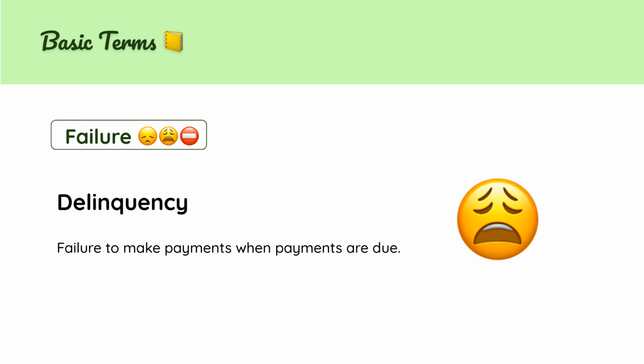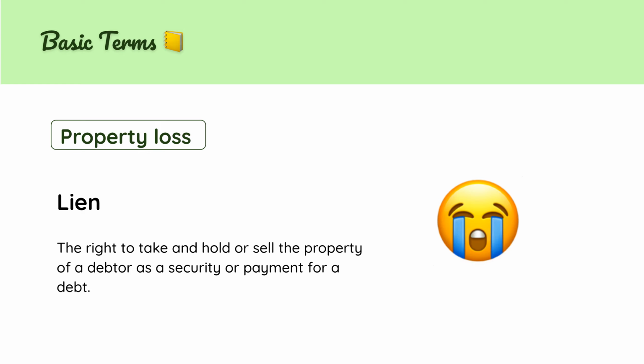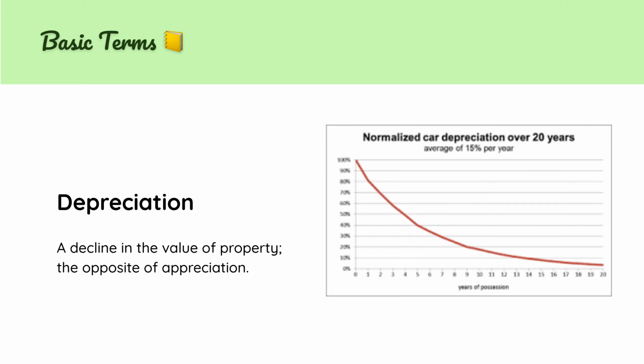Delinquency. Delinquency means that you are behind on payments. Default. Once you are delinquent for a certain period of time, your lender will declare the loan to be in default. The entire loan balance will become due at that time. Lien is the lender's right to take and hold or sell the property of a debtor as security or payment for a debt. Depreciation. It's a decline in the value of property. For instance, cars are susceptible to depreciation.